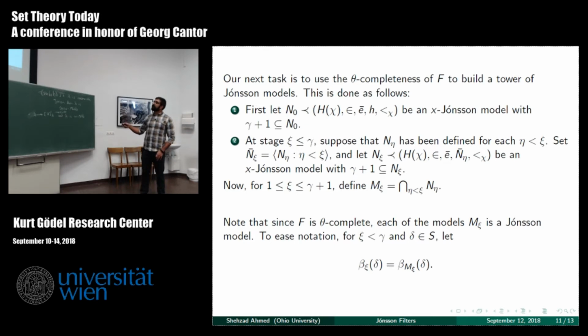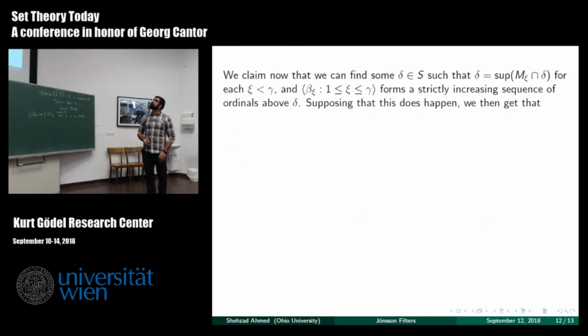So to use some notation, right? Beta of M psi and delta, which is the least ordinal in M psi at or above delta, that's just going to be beta psi delta. Okay, so the cool thing that happens here is that by leveraging some of these assumptions, we can actually build a strictly increasing sequence of ordinals. So these beta psi delta are a strictly increasing sequence of ordinals above delta. It's not actually too hard, it just gets into the weeds a little bit.